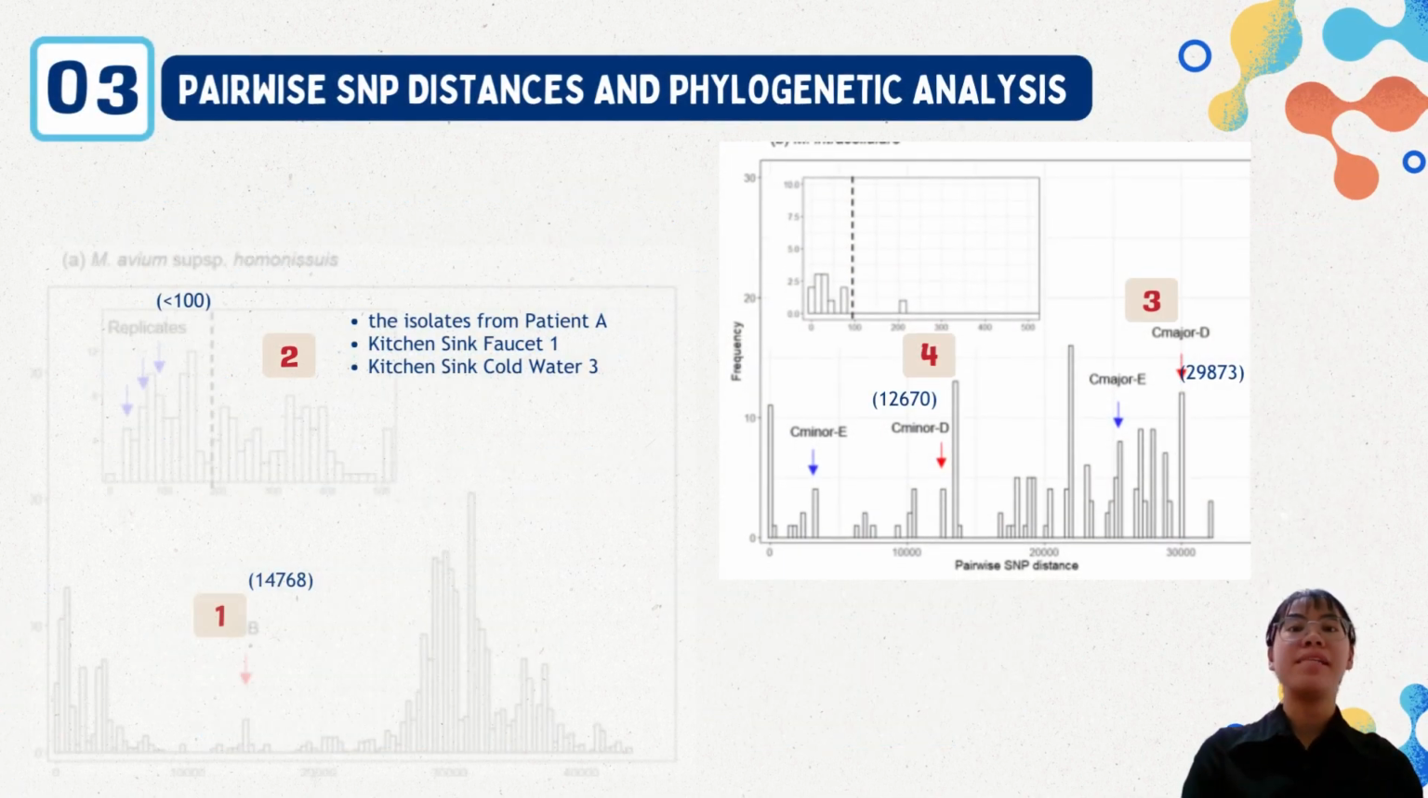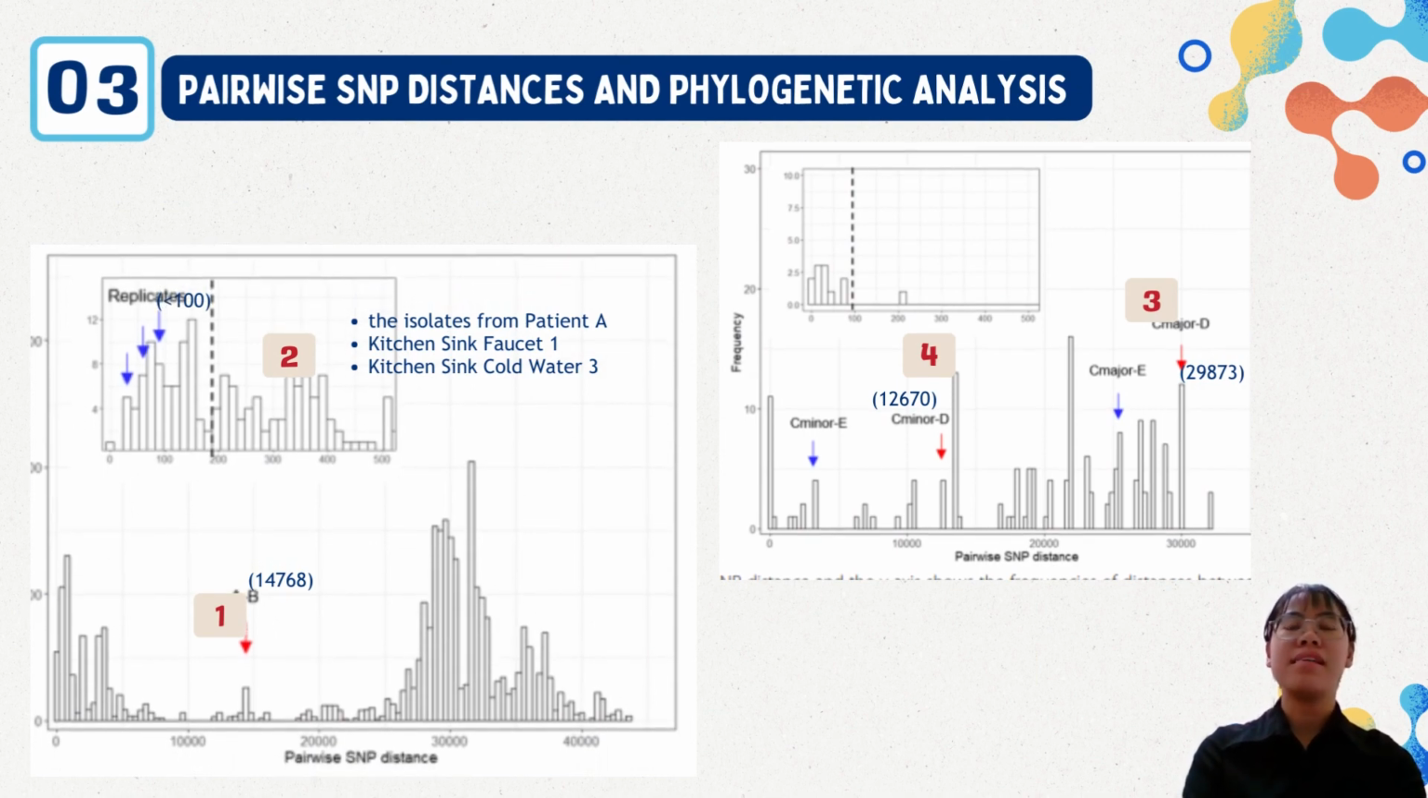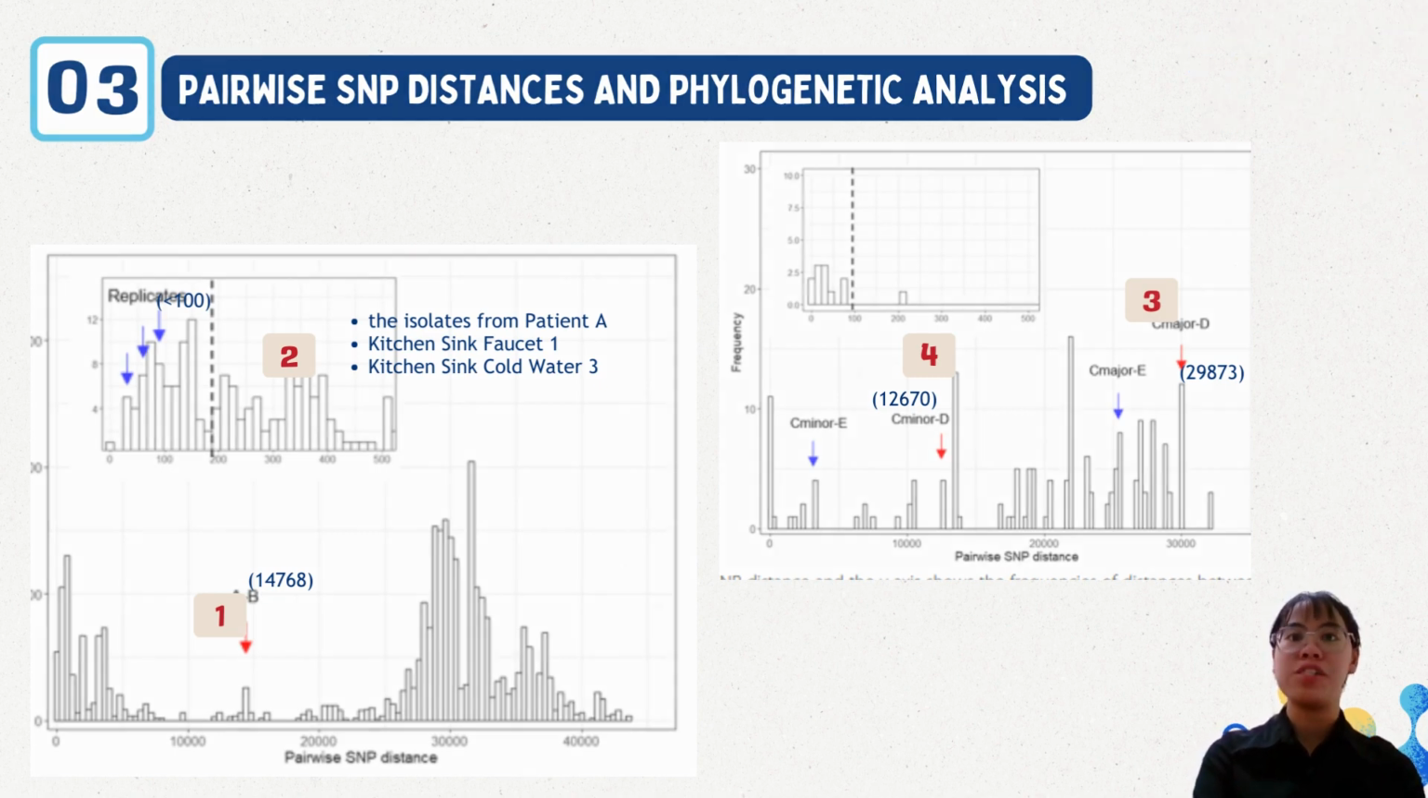As for pairwise SNP distance and phylogenetic analysis, this slide shows the pairwise SNP distance. The first is the SNP distance between patient A and patient B, which is 14,768. Next is the SNP distance between 3 residences, which are the isolates of patient A, kitchen sink faucet 1 and kitchen sink cold water 3, which is less than 100. The SNP distances between patient C major and patient D, and patient C minor and patient D, are 29,873 and 12,670 respectively. They are higher than those compared to patient E.